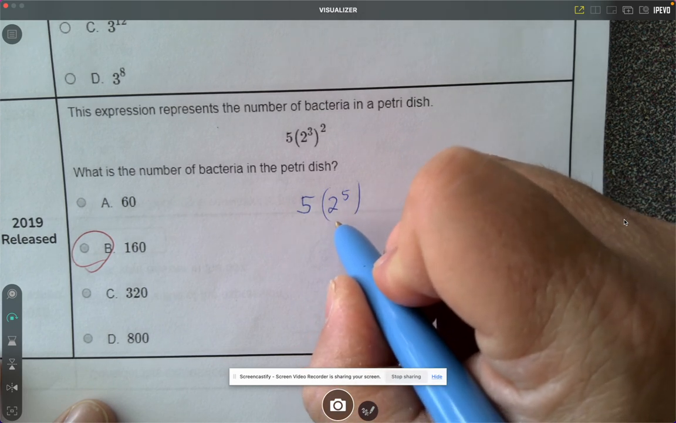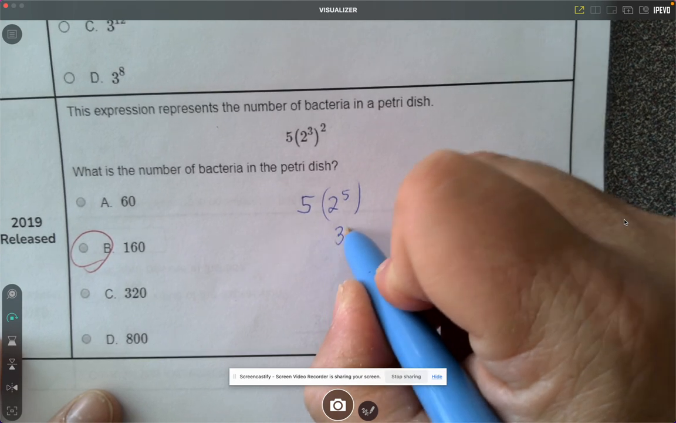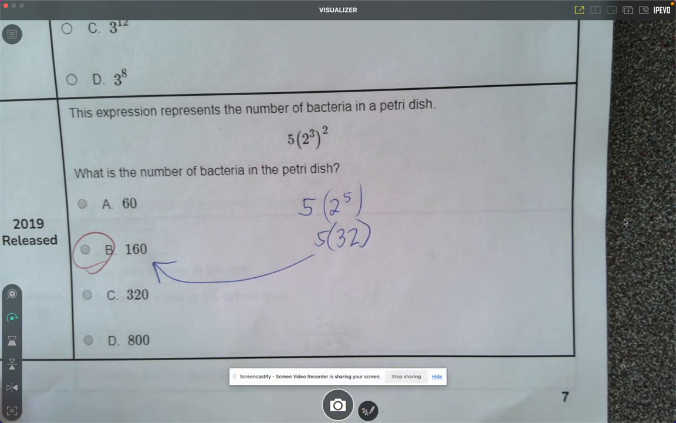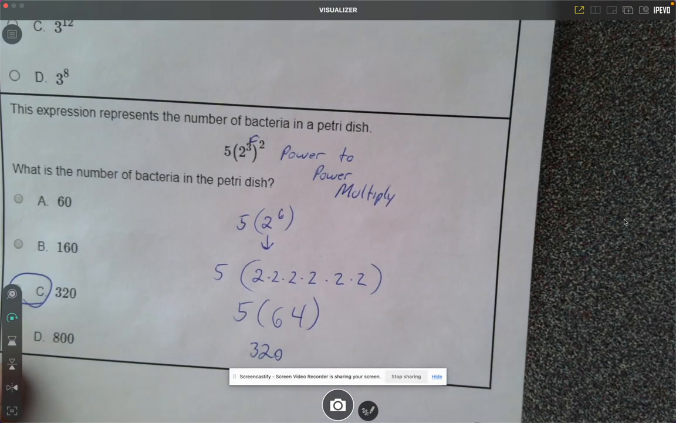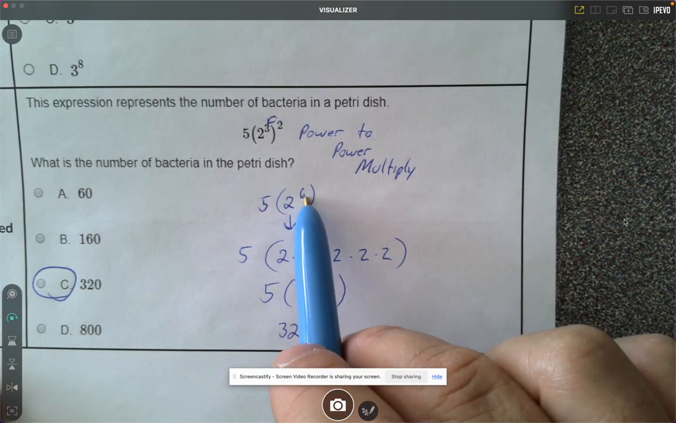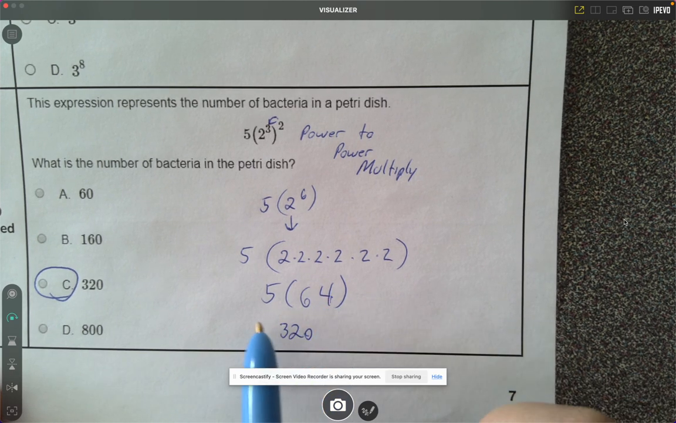Okay, 2 to the 5th is 2 times 2 times 2 times 2 times 2, just 32 times 5. It's got to be B. But I made a mistake on purpose there. Hopefully by now, you know power to a power is multiply. 2 times 3 is 6. So 2 to the 6 is actually 64. And 64 times 5 is actually 320.